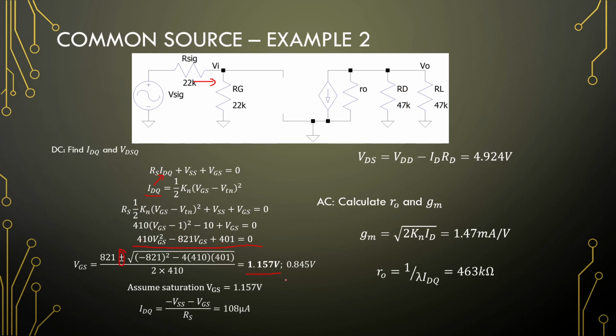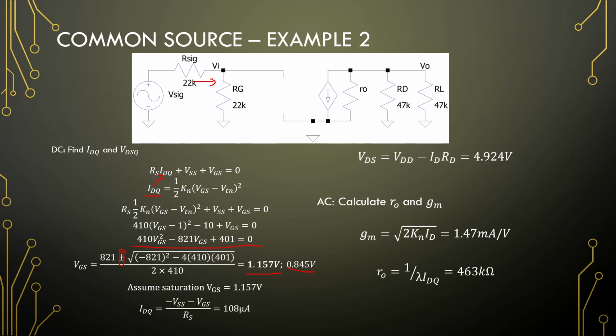Okay, so this will give you two results. We get 1.157 and 0.845. Now we need to choose which one is our actual VGS value.